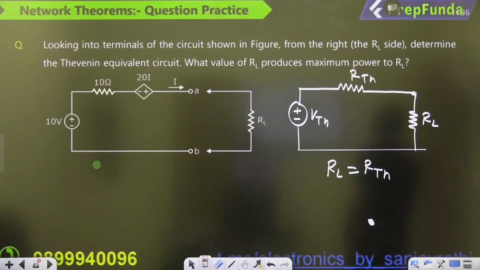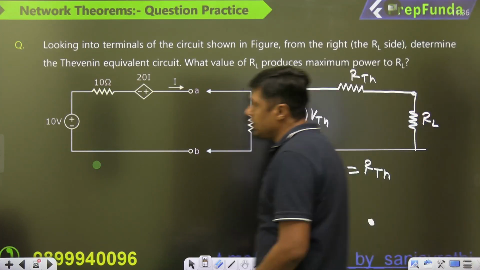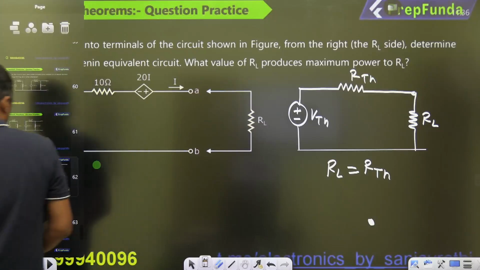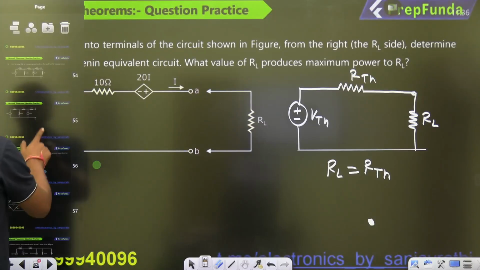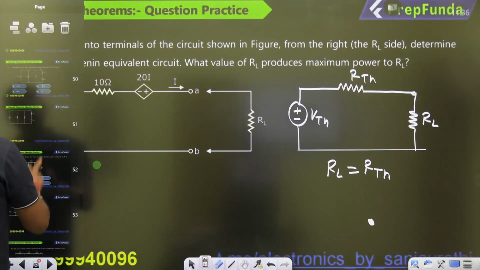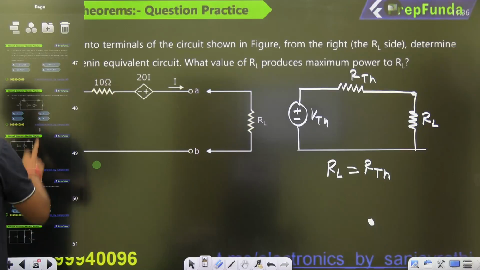In loop 2, 6 ohm and Vx by 2 ohm. Okay, we are getting the same thing. We will get the same thing. KVL will satisfy for all the loops.